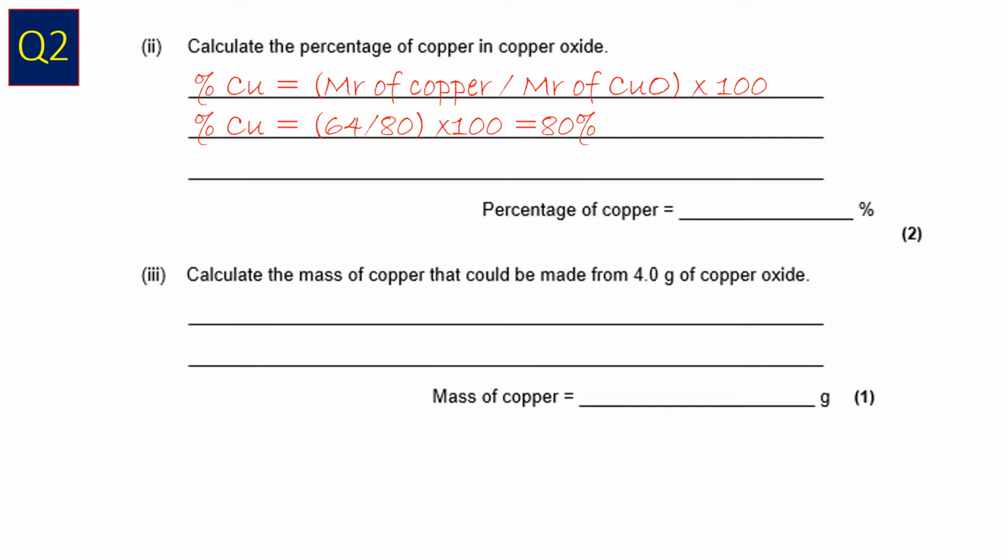We're then asked to calculate the mass of copper that can be made from 4 grams of copper oxide. Well, 80% of copper oxide is copper, we just need to work out 80% of 4 grams, and that gives us 3.2 grams as our answer.